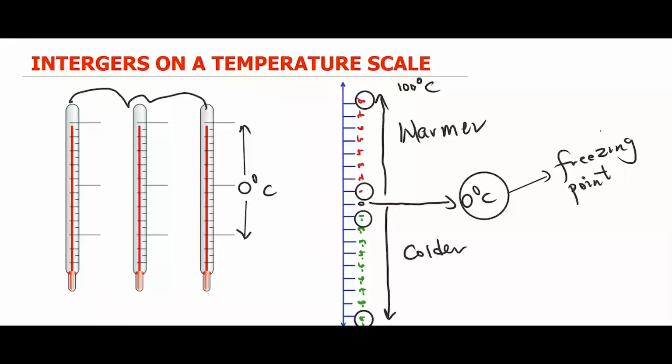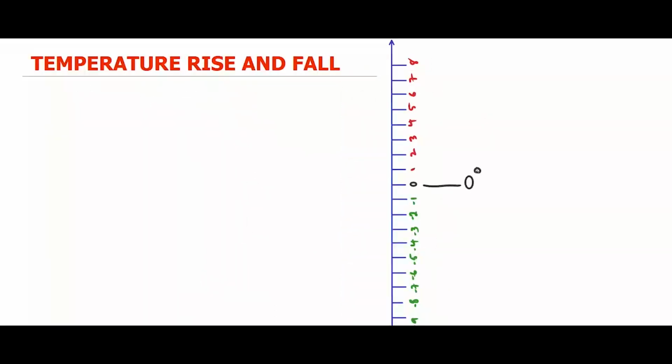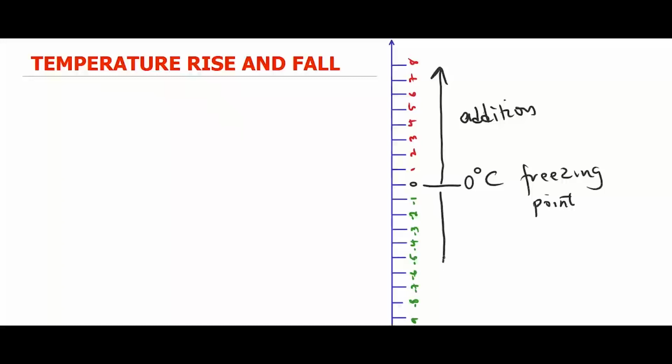So next is to talk about temperature rise and temperature fall. When a temperature rises and when a temperature falls, what do we mean by that? At 0 degrees Celsius, that is the freezing point. When the temperature rises, that means it goes up, and that is simply addition. When the temperature falls, that means it goes down, and it is simply subtraction.